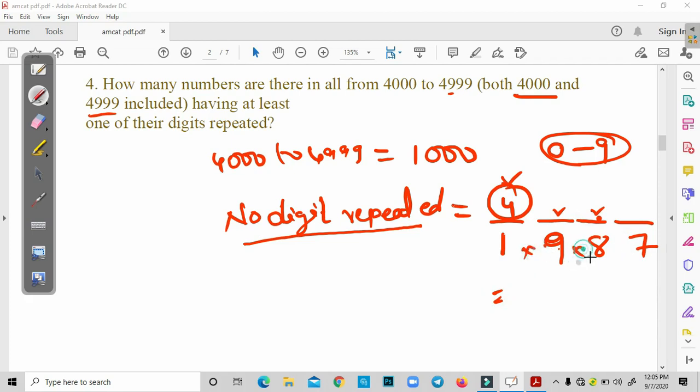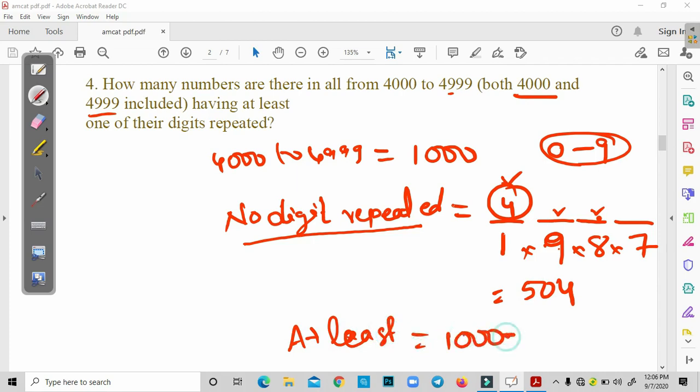So how many possibilities are there? 9 into 8 into 7, which is 504. So no digit repeated is 504 cases. But I want at least one. So at least one cases will be total minus no digit repeated. So 1000 minus 504, which is 496.